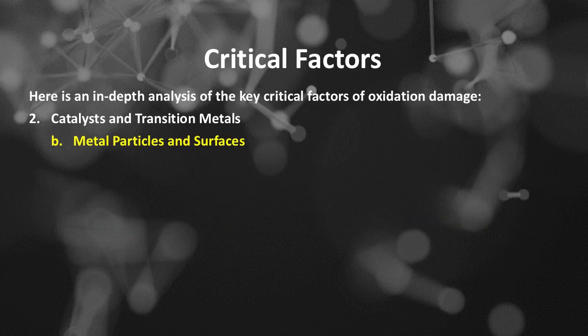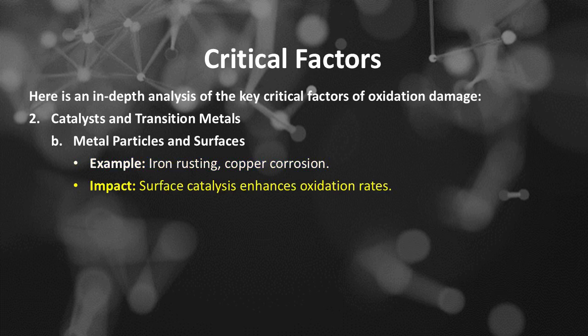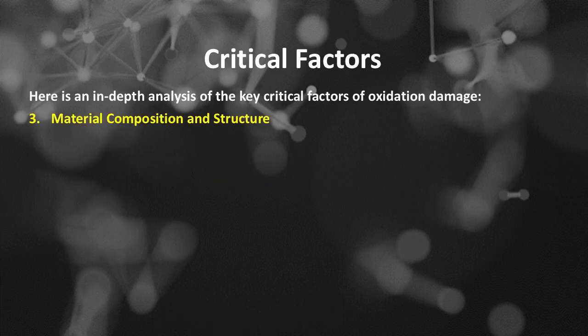Number B is metal particles and surfaces. Examples: iron rusting, copper corrosion. Impact: surface catalysis enhances oxidation rates. Number 3 of the critical factors of oxidation damage is material composition and structure.